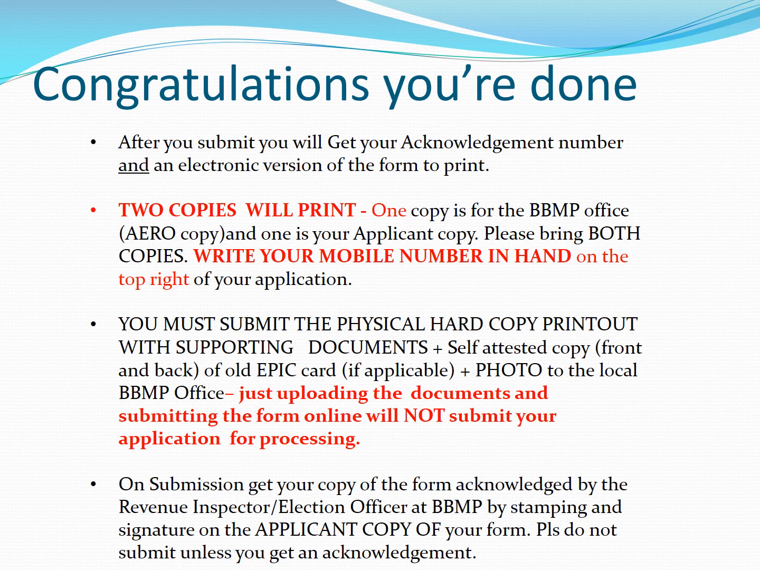Please note that just uploading the documents and submitting your form online does not submit your application for processing. You have to go to the BBMP office or at a voter camp, submit your application in hard copy with the supporting evidence, which must include a copy of your old Epic card if you are transferring from a different constituency. And you must have filled up the declaration there stating that you have been registered prior and you would like to get your name deleted from the previous entry on the voter rolls.